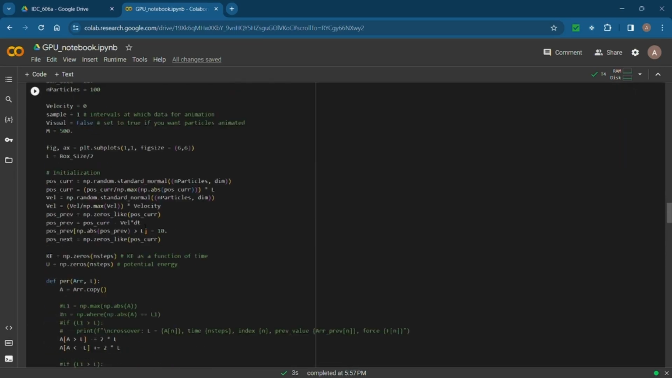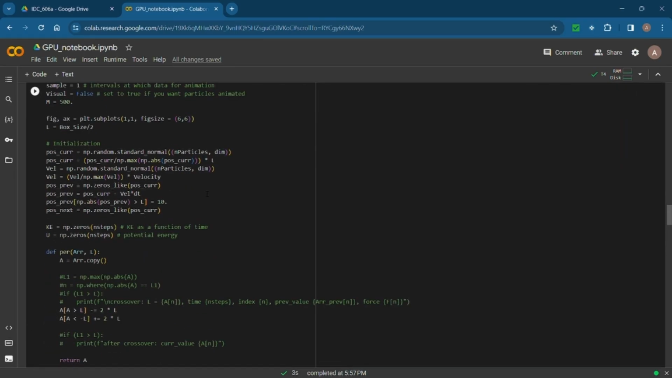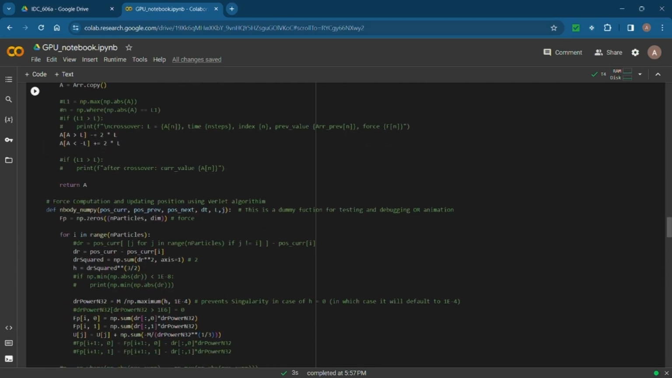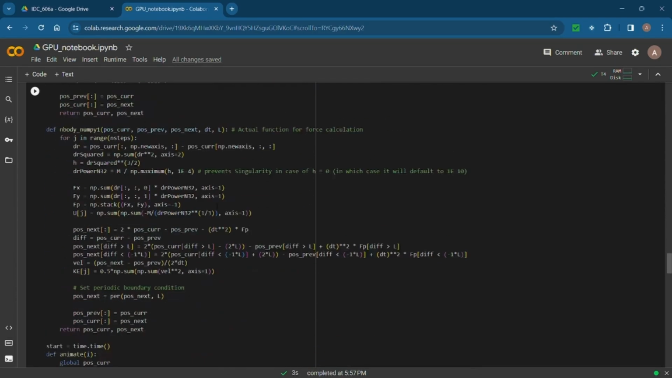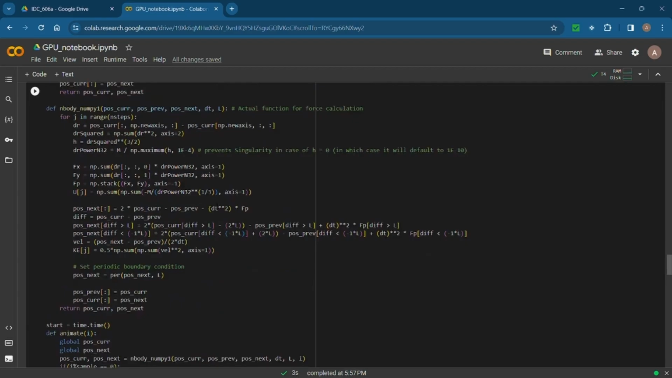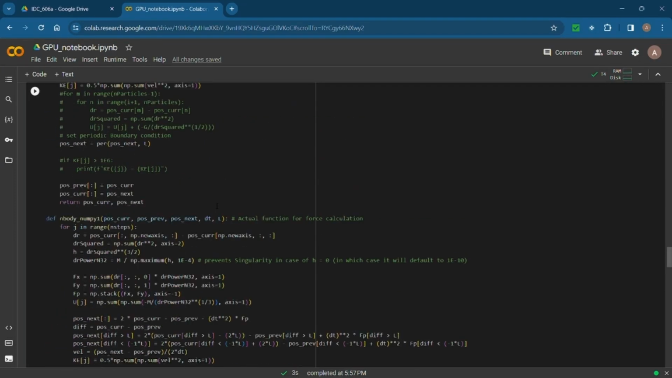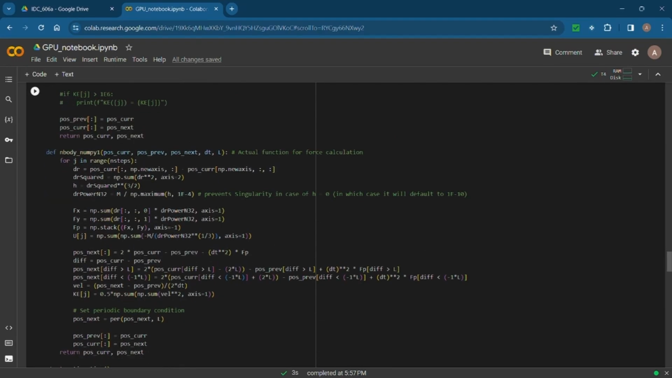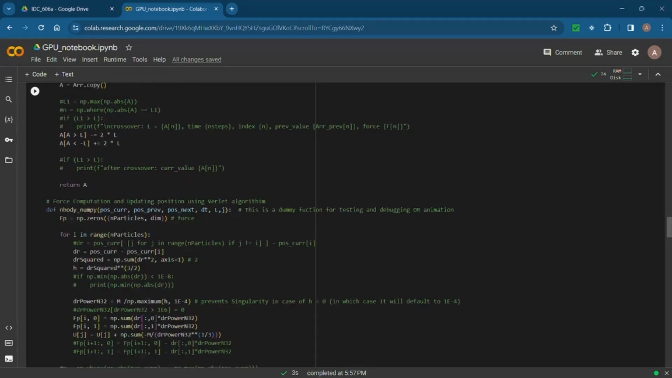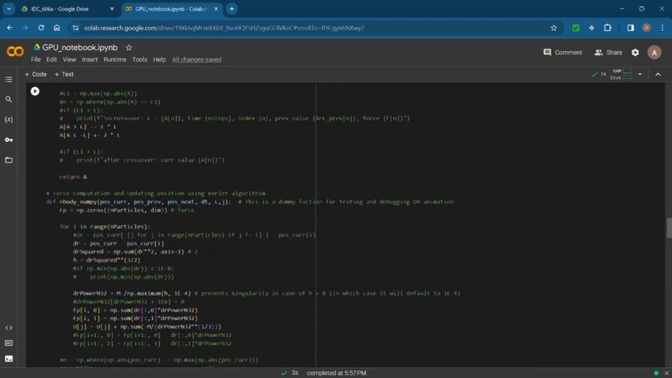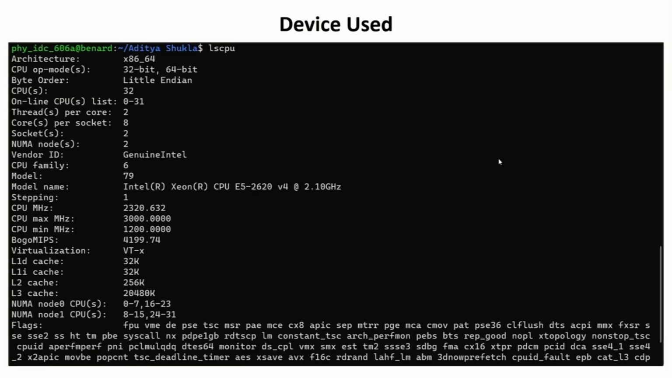So I have also written sequential code here. It's mostly the same thing as above, just using numpy instead of cupy, right? So we have the n body numpy 1 function, which is a vectorized version, and this n body numpy is a non-vectorized version. Okay, so it's time to look at the results, right?